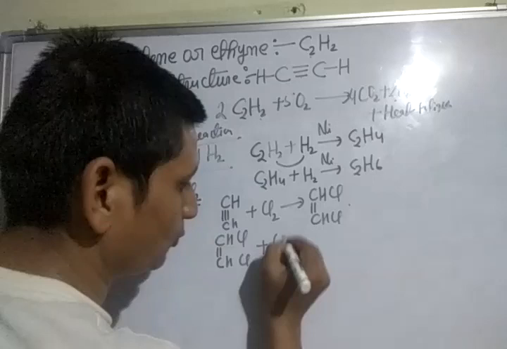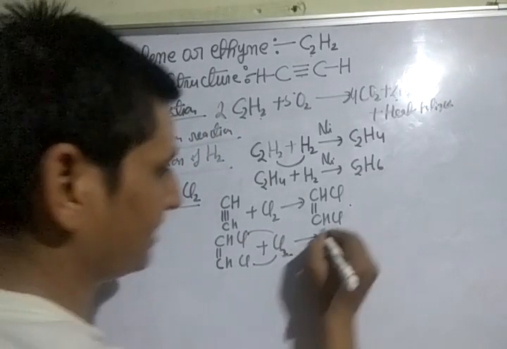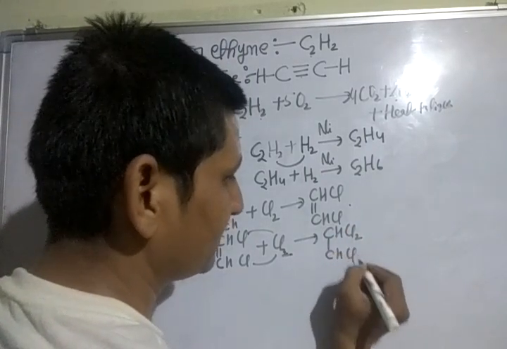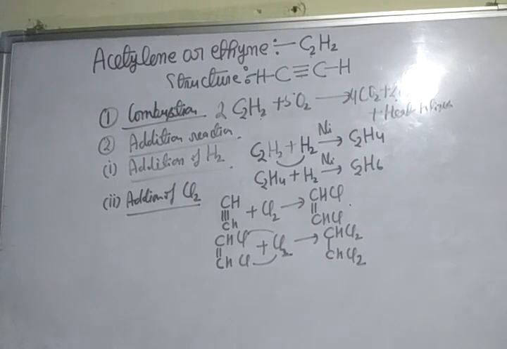Again, addition of chlorine to acetylene dichloride. One Cl attaches here, one Cl attaches here. We get CHCl2, CHCl2. This is acetylene tetrachloride. Okay, students.